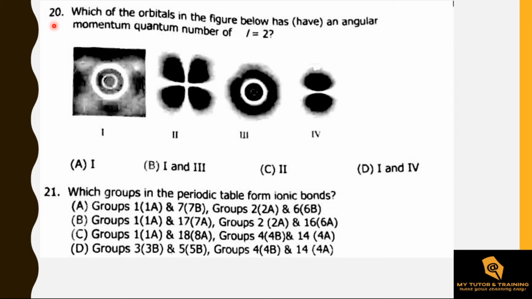Question number 20. Which of the orbitals in the figure below has or have angular momentum number of L2? By the way, there are four quantum numbers we use to describe an electron in an atom.